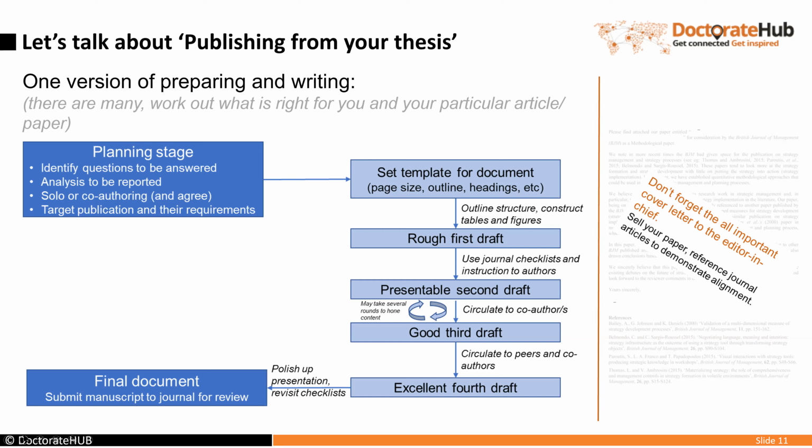Then just double check back against the journal checklist and instructions to the authors. Make sure you've got that in play, and then add some of the rest of the wording around that. And then you really have a bit of a second draft, and that could be several rounds to hone the content. So it comes to a stage where you're comfortable to circulate to your co-author if you're going to have a co-author. That feedback process may go through a few iterations to get the quality and the content right.